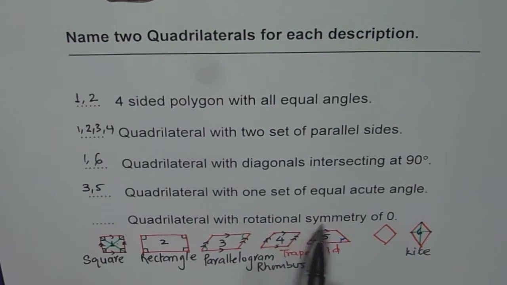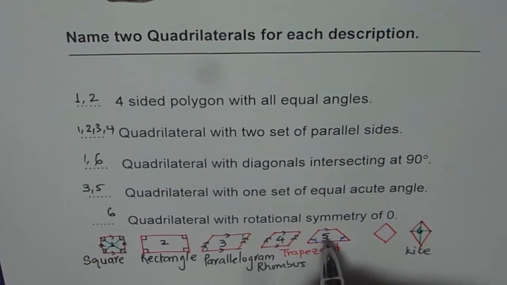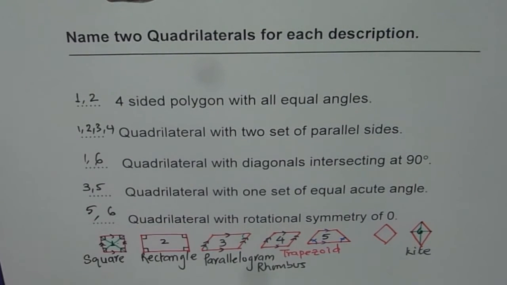Quadrilateral with rotational symmetry of 0. That is kind of tricky. Which one is that? That means if I rotate it about a point, then it is never symmetrical to itself. Well, kite is a good example. That is one of them. Could you name another one? The other one is trapezoid, which is option 5. So we have all these options for you, right?